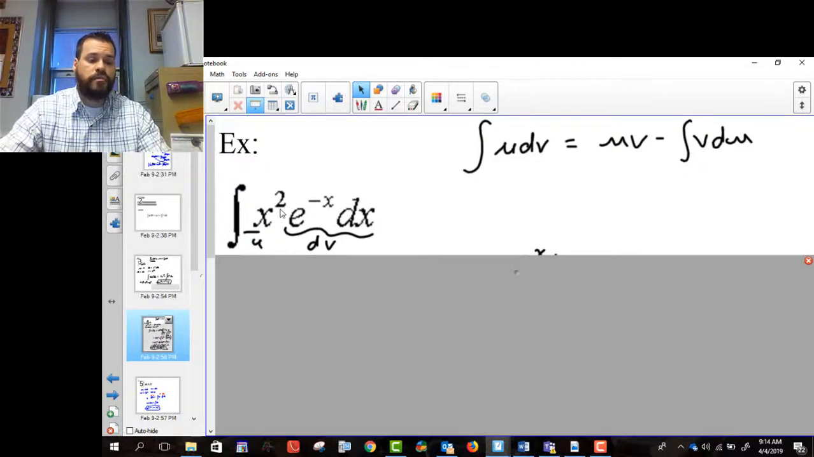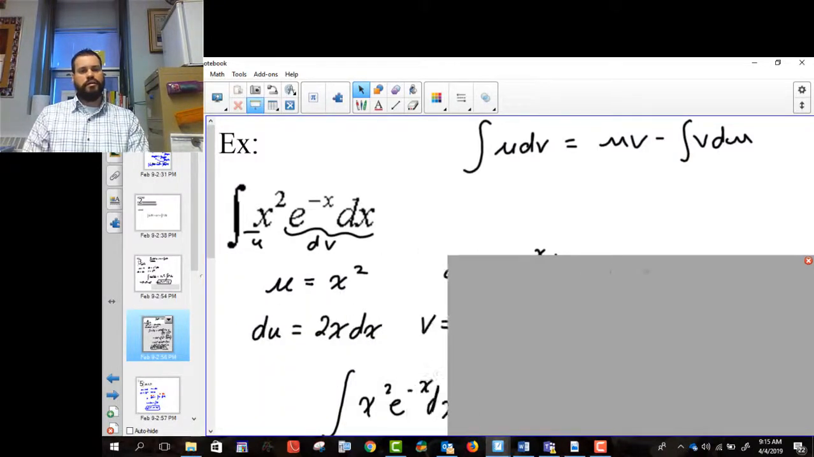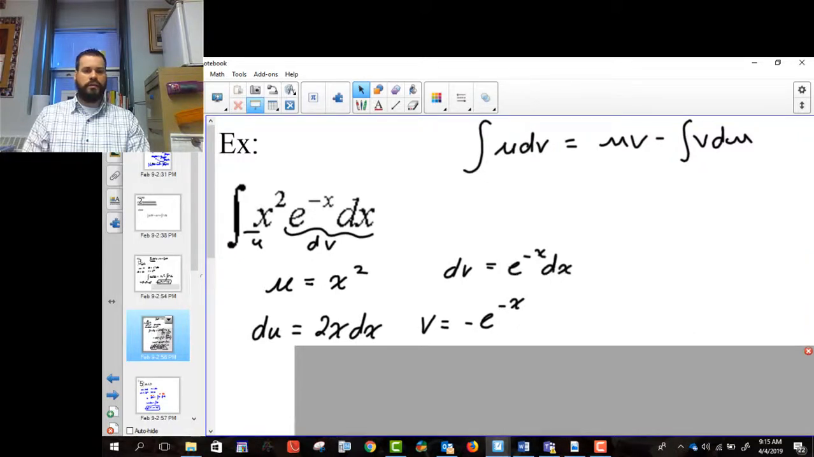I've chosen u to be x squared because the derivative of x squared is 2x, so it's going to get smaller in terms of the degree. And e to the minus x, you can integrate that, take the derivative of it very easily. It's going to stay the same, essentially. It's just going to change sign. So we're going to let u be x squared and dv be e to the minus x dx.